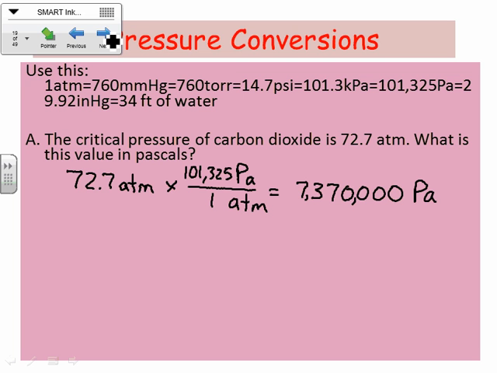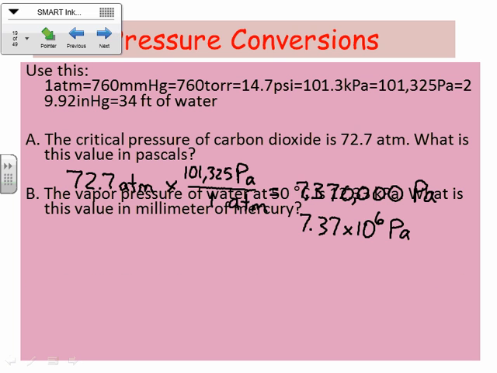I'm not sure if I like that so much, so I'm going to put that in scientific notation: 7.37 times 10 to the 6th pascals. Okay. Either way is fine. They're both the correct answer. All right, so that's all you basically do with those pressure conversions.